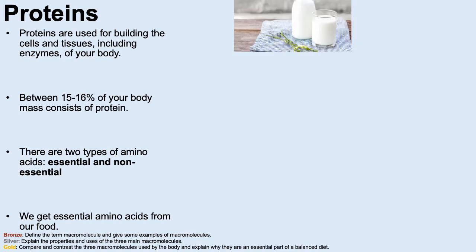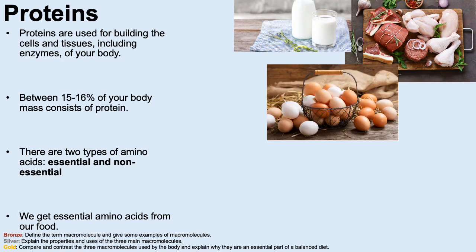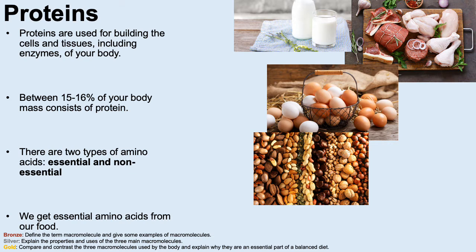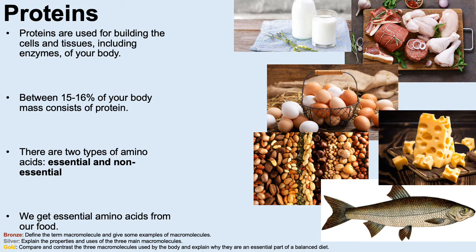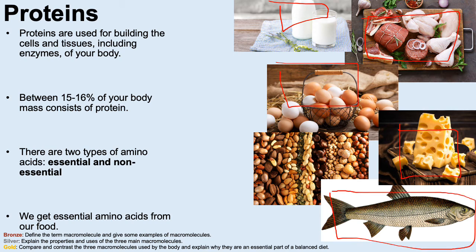So foods that include a lot of proteins include milk, meat, eggs, lentils and pulses, cheese, and fish. But what happens if you're a vegetarian or a vegan? Because you certainly don't eat this. You don't eat meat, milk, eggs, cheese if you're a vegan, and you may eat fish if you're a vegetarian, but you may not. So the only protein source you've got left is this one.